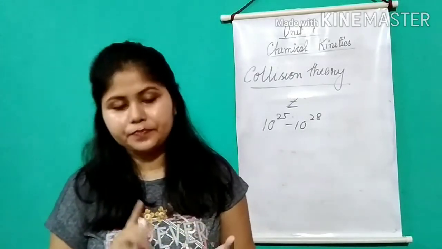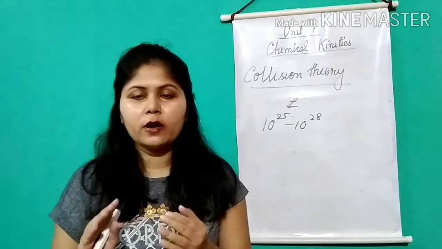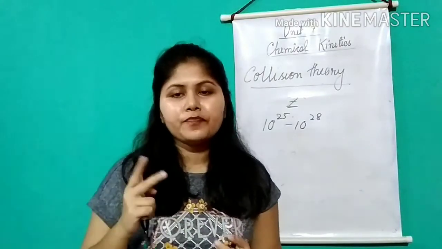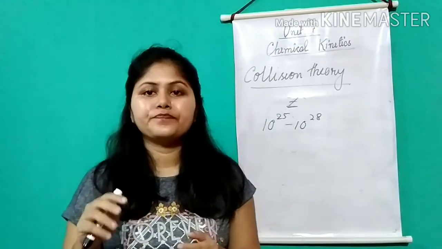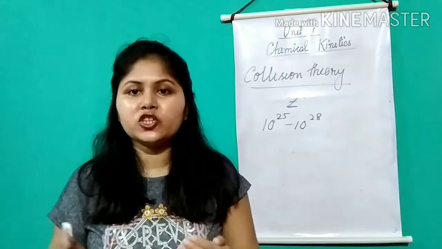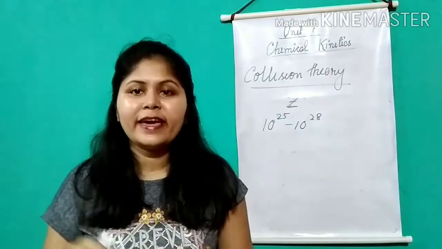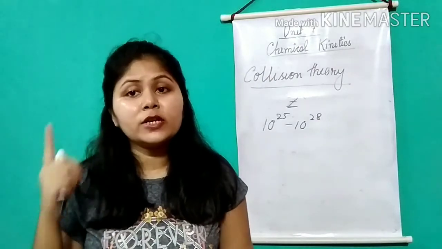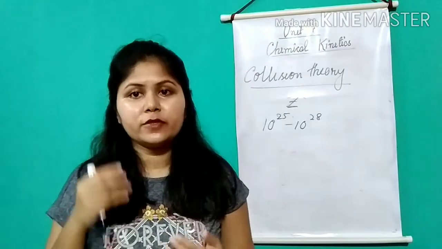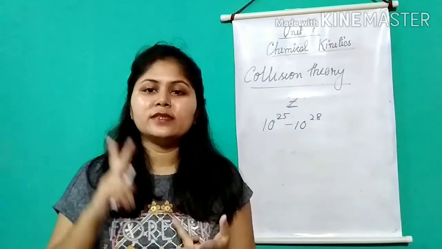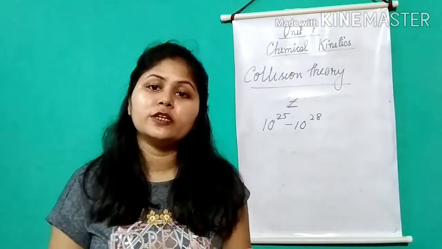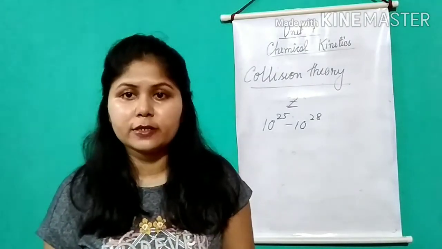First is about the collision. Collision has to happen. So we can see for a reaction to occur there should be two things. First of all, the molecules should collide with each other so that the reaction can occur. And the next is that the collision should be effective. So we can see 2 points: effective collision has to happen, and the reactant molecules should collide with each other.